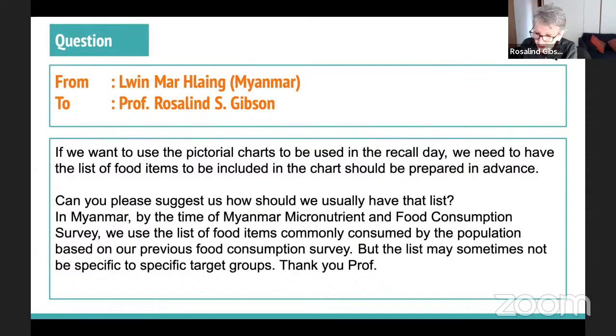Yes, that's a good question. I think the way to compile that list is to conduct, before you start the survey, focus group discussions with the target groups that you're interested in to find out what foods they actually commonly consume. You won't be able to have a list of every single item on that pictorial chart, but at least you'll be able to include the foods that are commonly consumed by your specific target group. The other suggestion is to go to the marketplace in that area where you're conducting the survey to find what foods are sold. That also gives you information on the most common food items to add to the pictorial chart. Does that answer that question? I hope that answers Dr. Lai from Myanmar. Now we can move to the next questions, please.